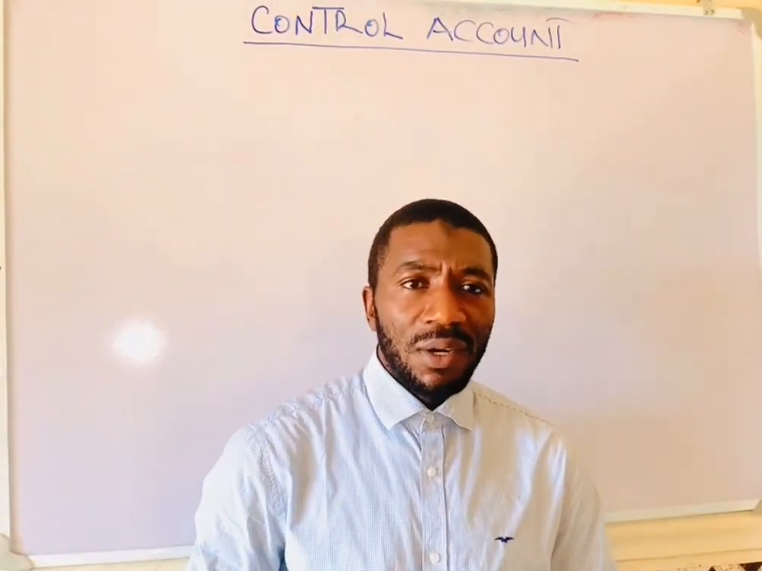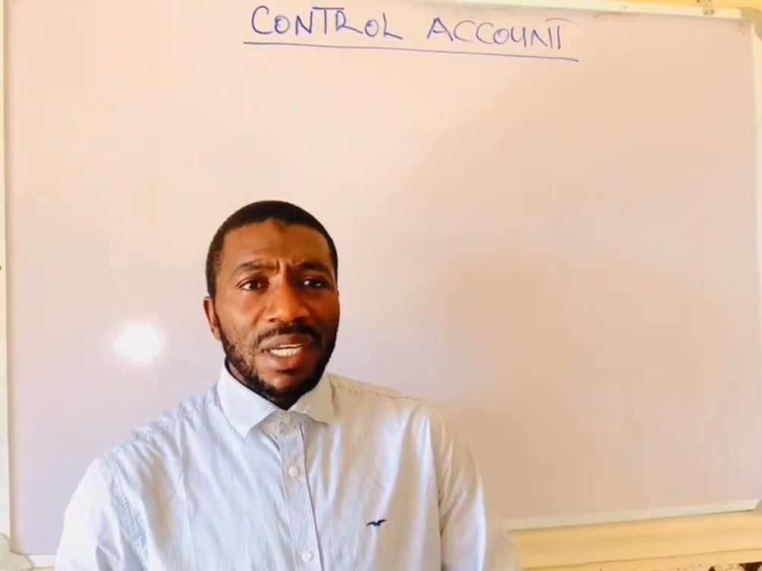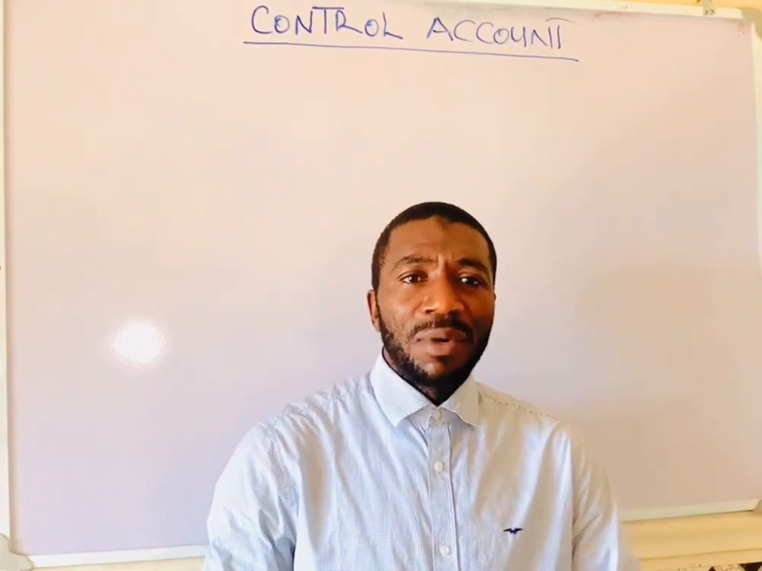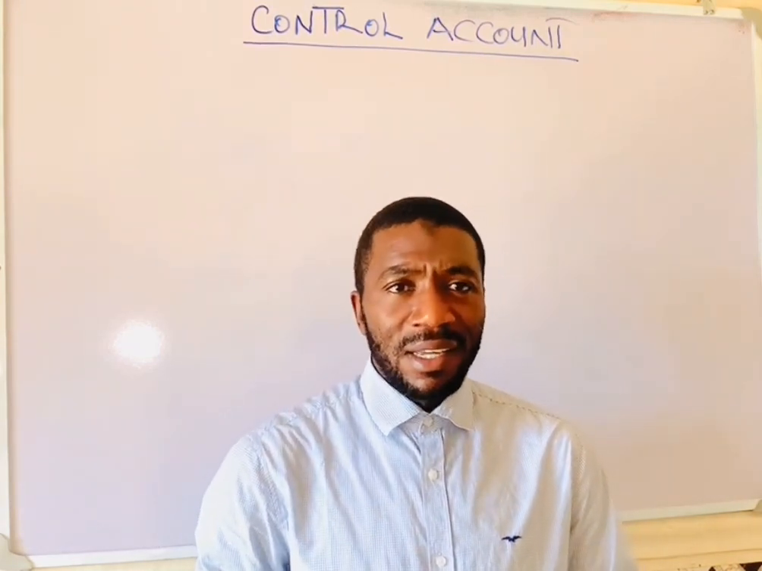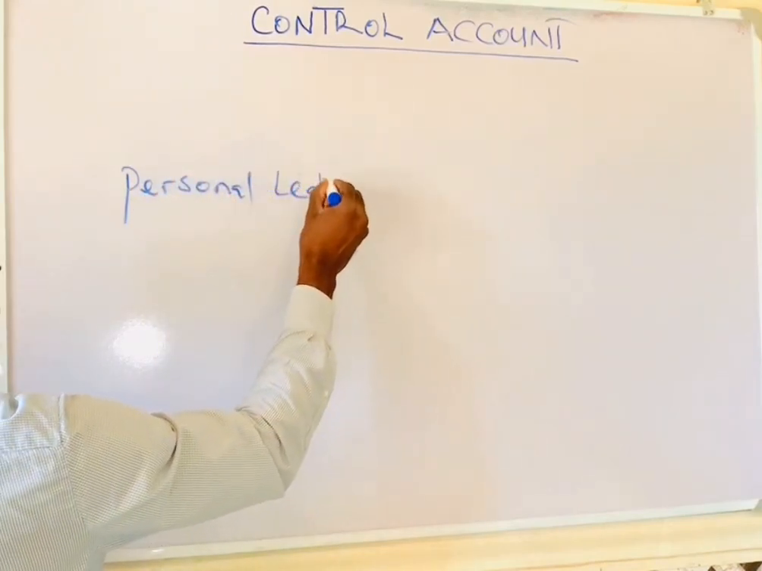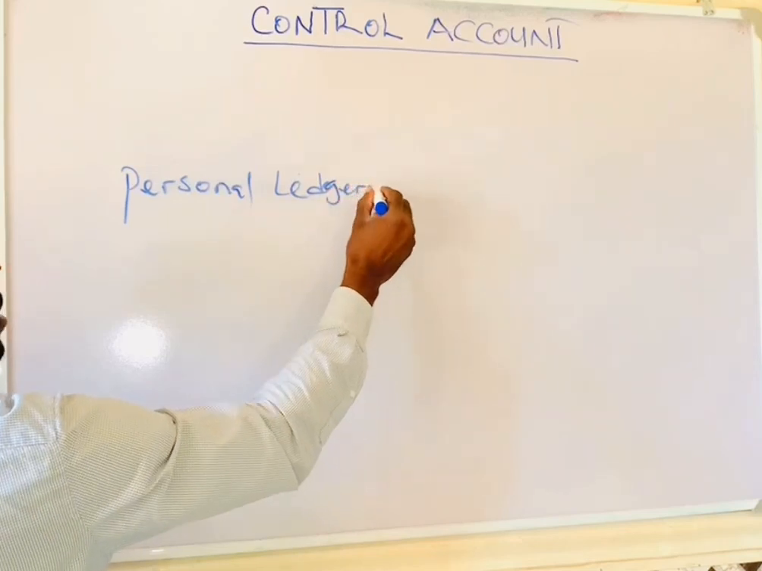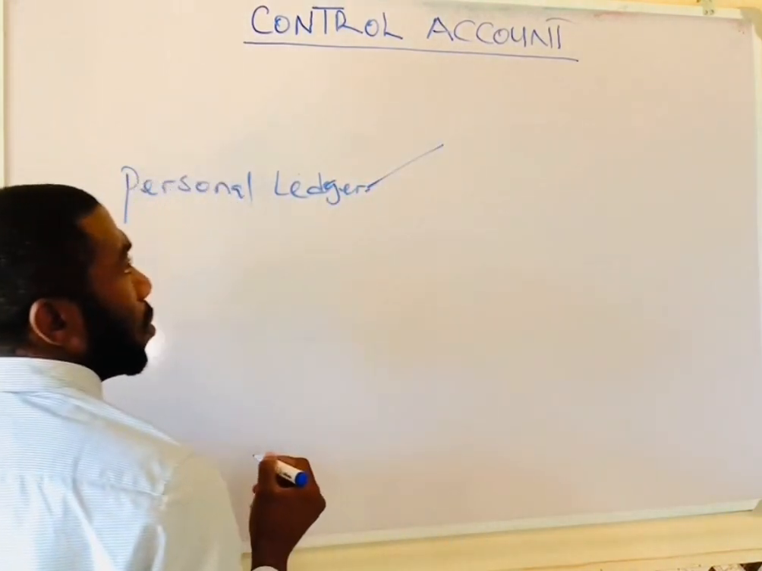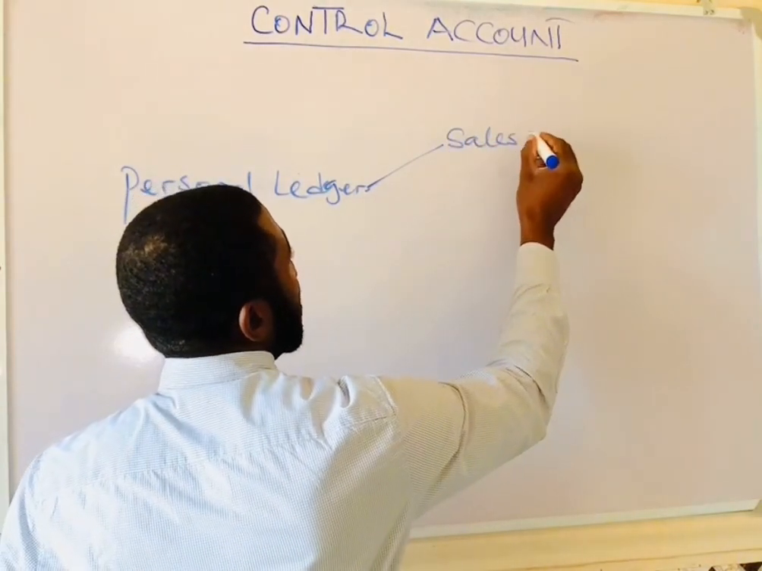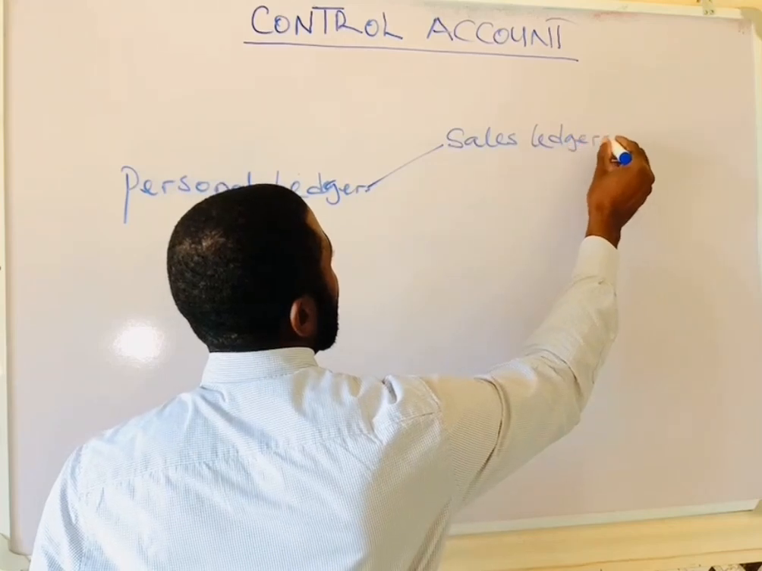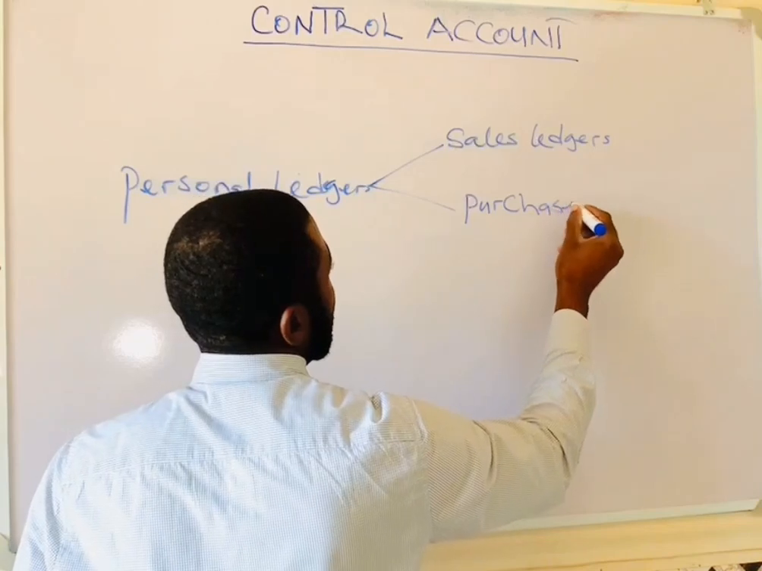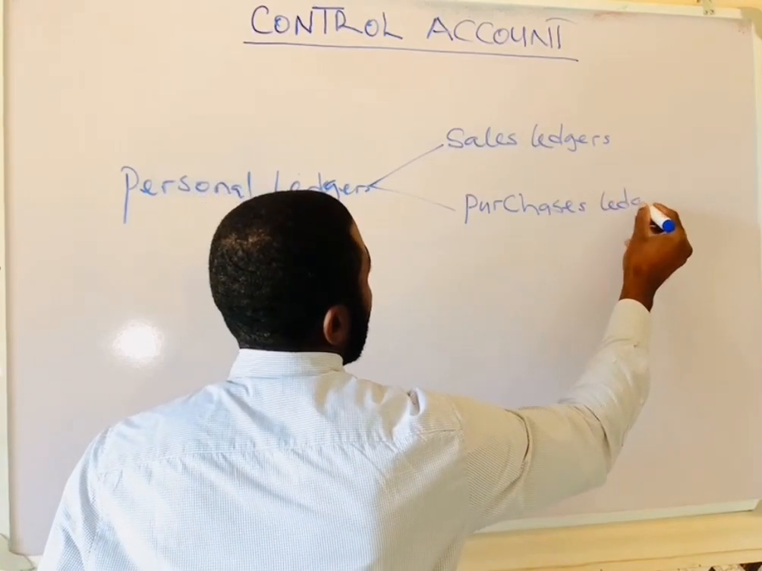So the control account, that is the summarizing or the totaling of all these items, comes from our ledgers. And these ledgers are particularly the personal ledgers. This personal ledger is divided into two: we have the sales ledger and the purchases ledger.